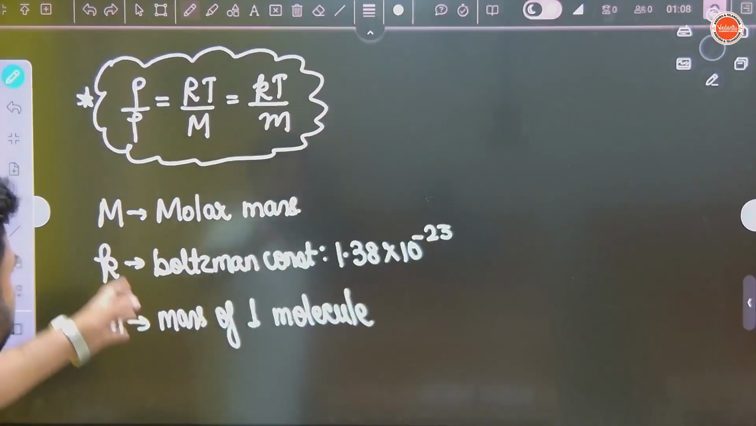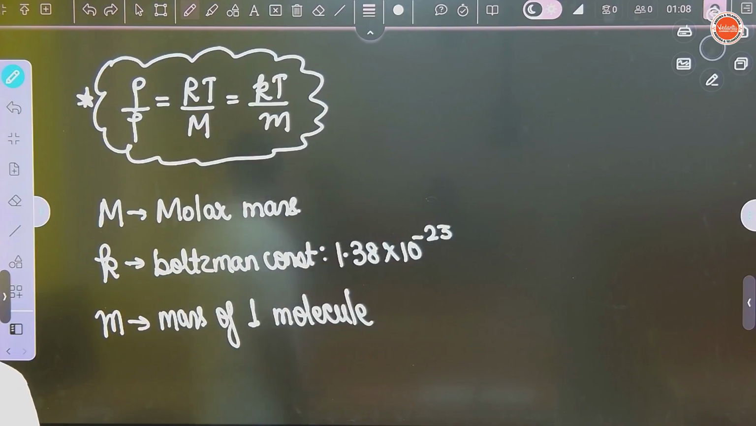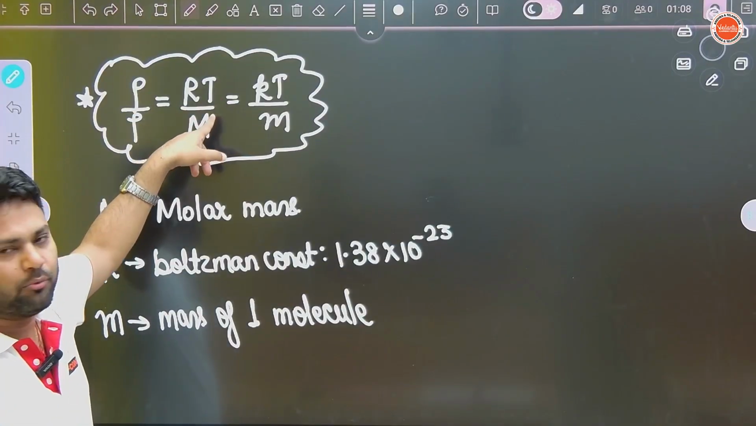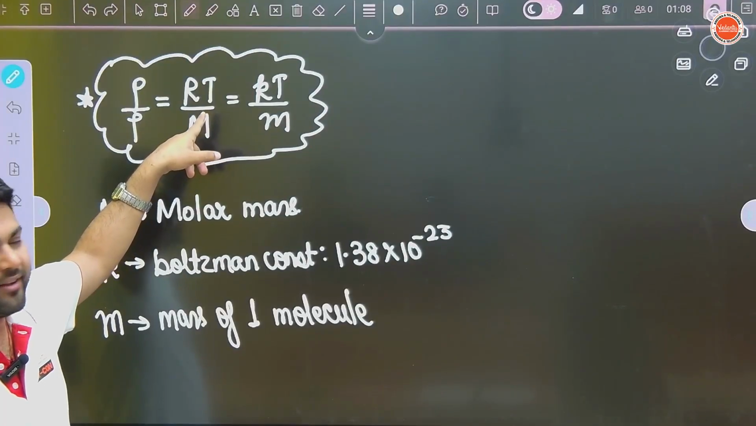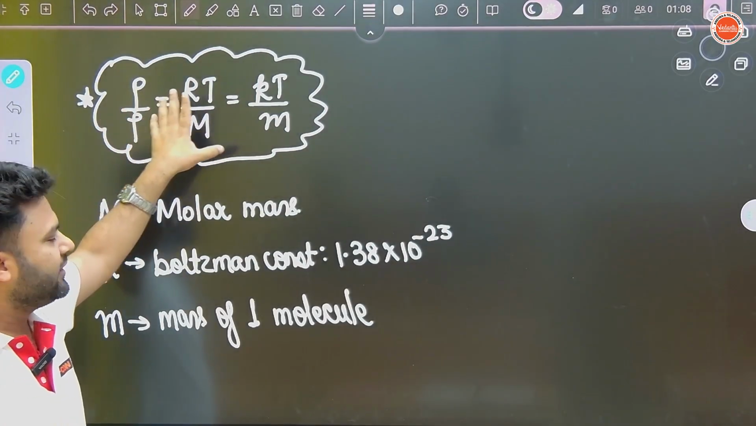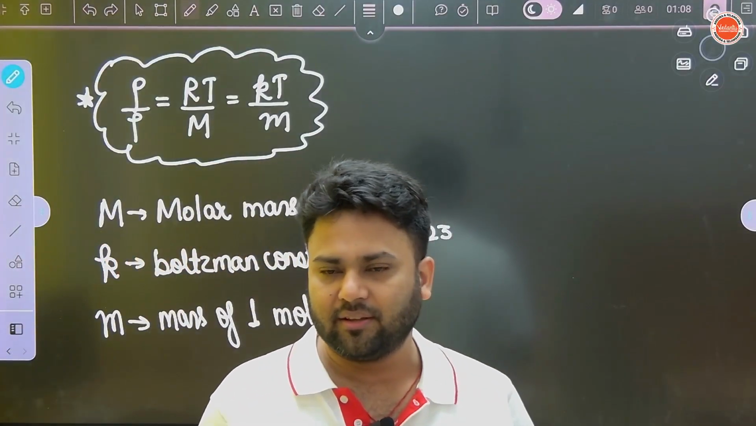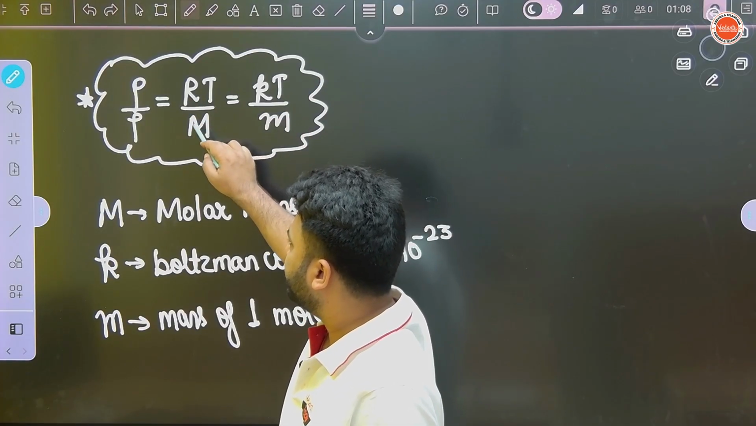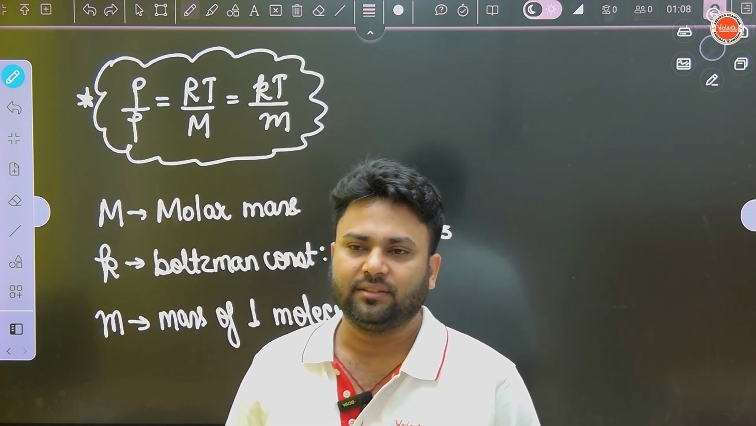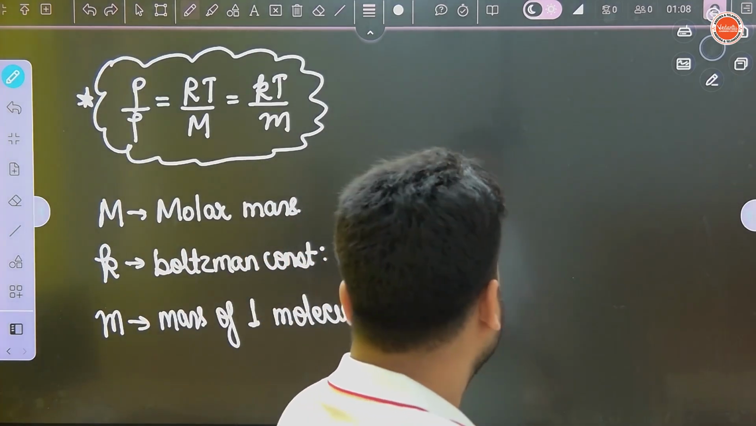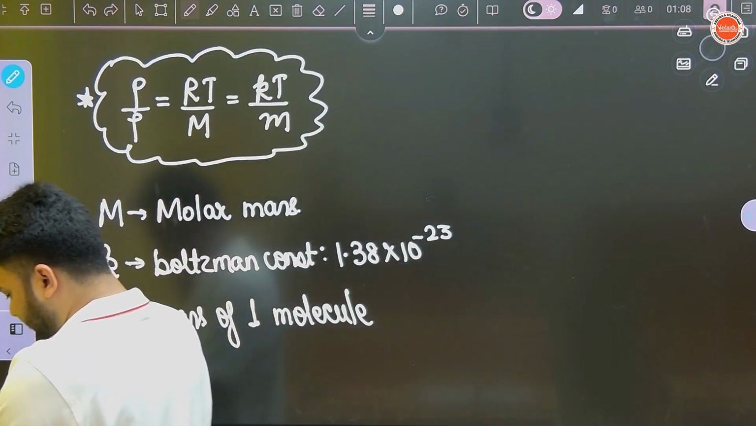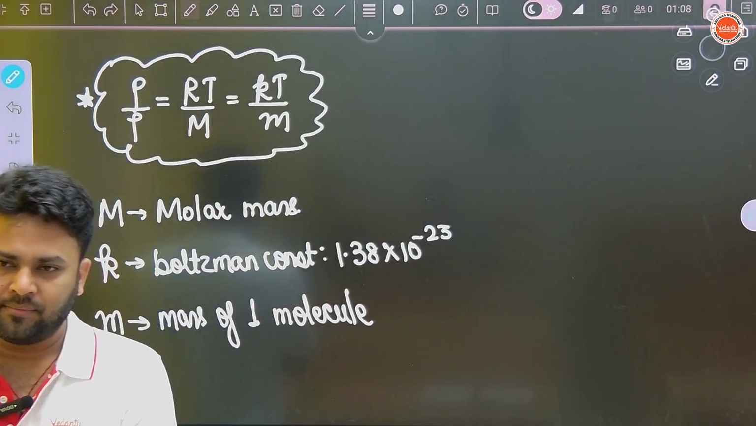So this relation is very important. You need to remember P by rho equals RT by M equals kT by m. In the question, sometimes you will see that these values are given and they will ask the molar mass. Similarly, they can give pressure and ask what the density is. So this formula you need to remember. Fine.